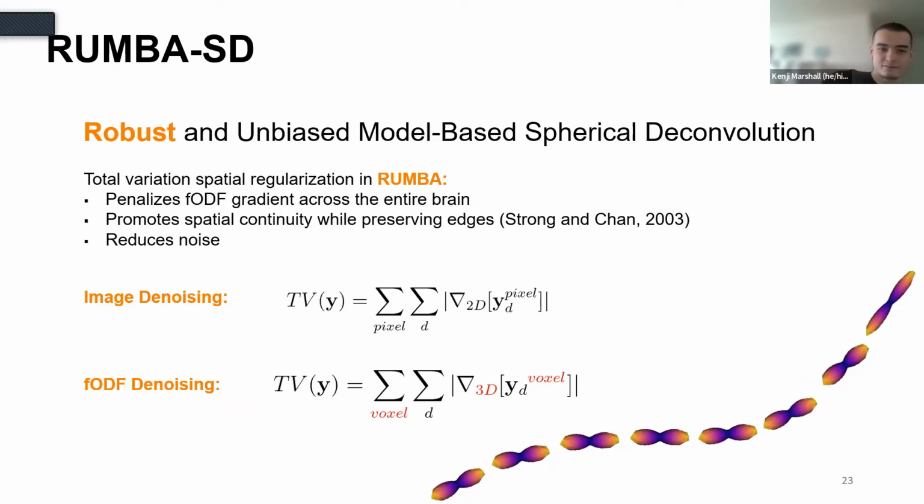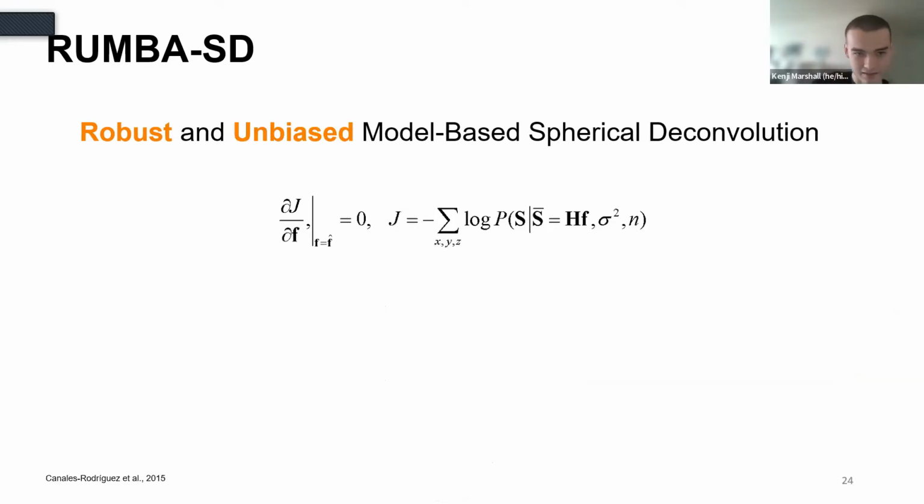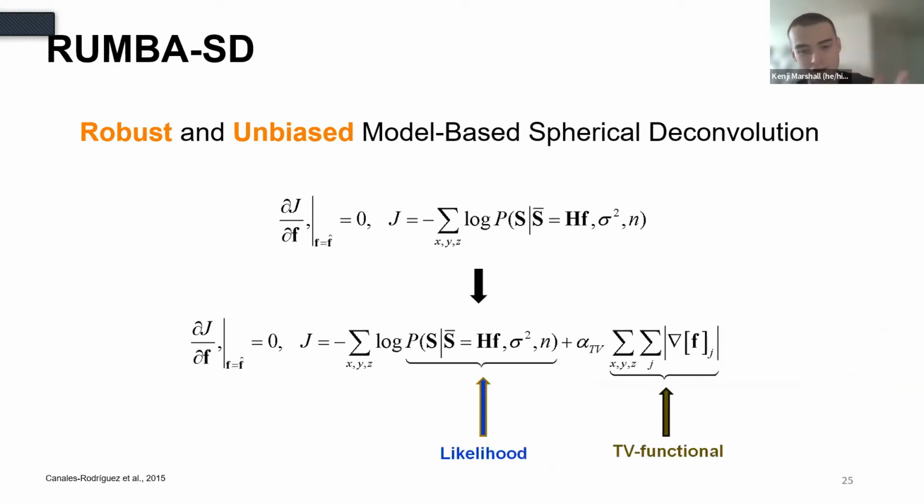All right, so now we can bring together these adjectives, robust and unbiased. This was where we left off our cost function that we wanted to optimize. We can now add on this total variation term. So it's the same thing you just saw on the last page. We have this regularization strength parameter alpha, and we're summing over all of our voxels x, y, z, and over all of our dimensions j to get our total variation. And we have this additive cost function, which if we optimize, we can say we're doing some robust and unbiased optimization of the FODF.